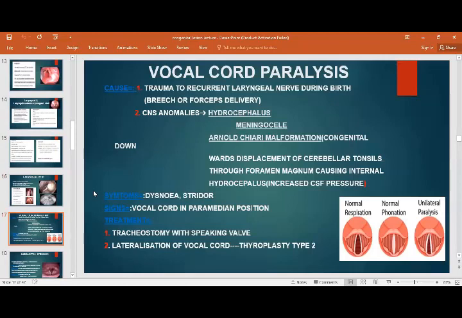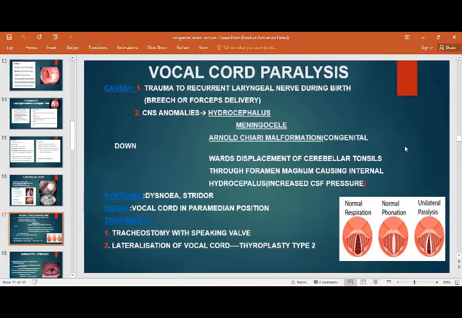The next condition is vocal cord paralysis. This is basically congenital true vocal cord paralysis, and it can occur due to trauma to the recurrent laryngeal nerve during birth, or sometimes it is associated with CNS anomalies or syndromes, like hydrocephalus, meningocele, and Down syndrome. These are some conditions in which vocal cord paralysis can occur. Postnatally, the presentation is dyspnea and stridor in the patient.